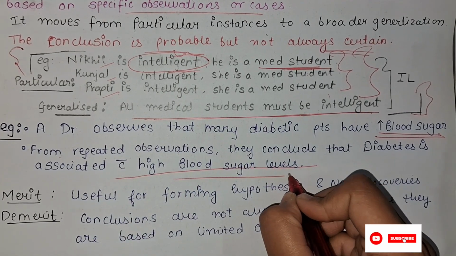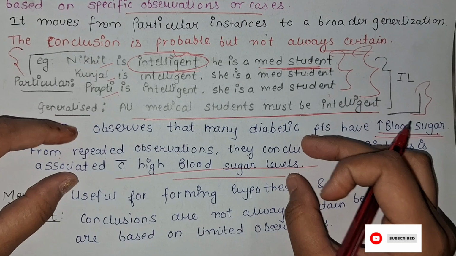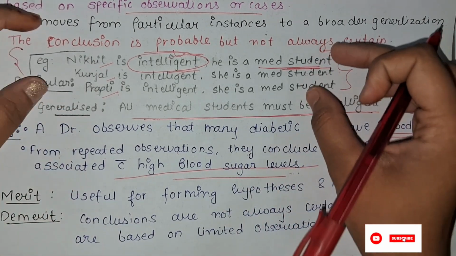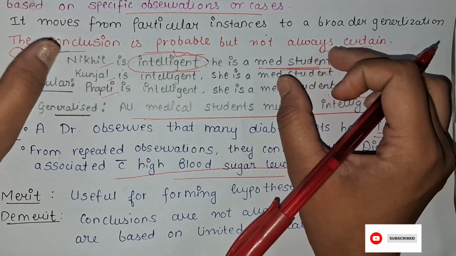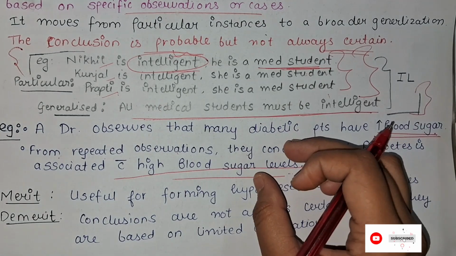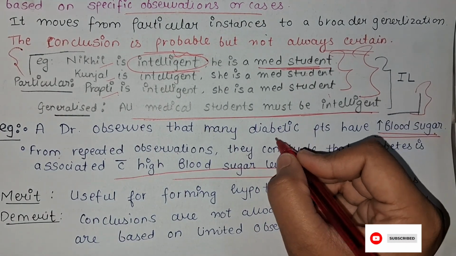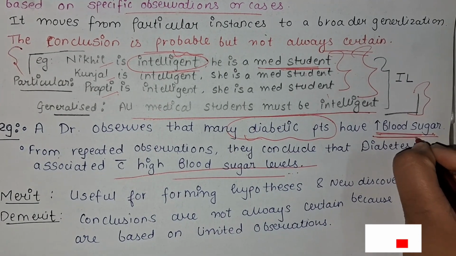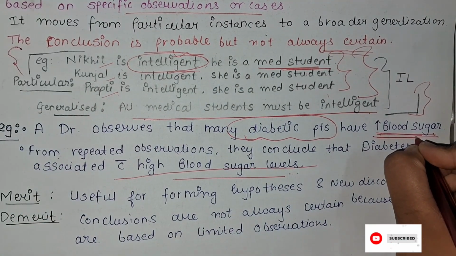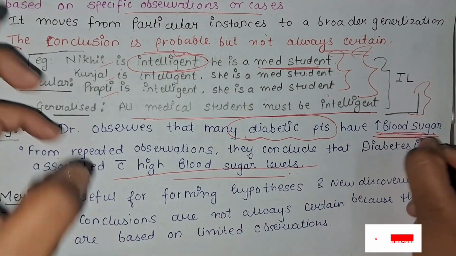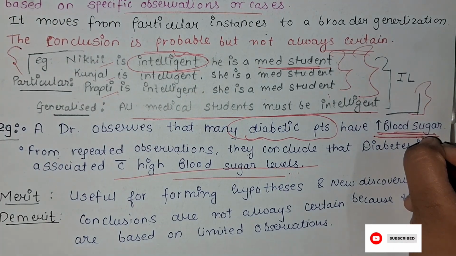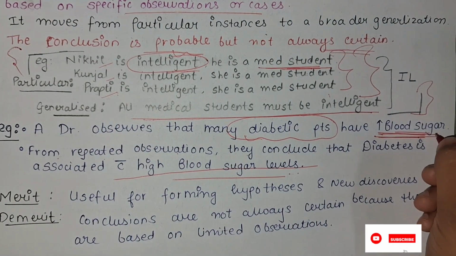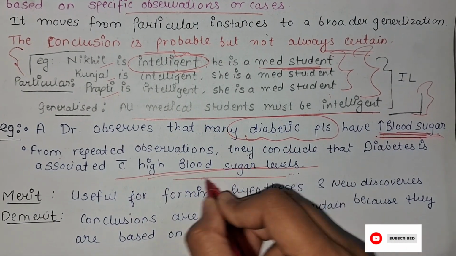Okay, maybe this was a little difficult to understand, but you will be able to relate these things with this example, so it will be easier for you to understand that if we observe that all the diabetic patients have high blood sugar. Okay, like this we kept observing one person after another and we usually found that they have high blood sugar. So we came to a generalized conclusion that every diabetic patient has high blood sugar levels.